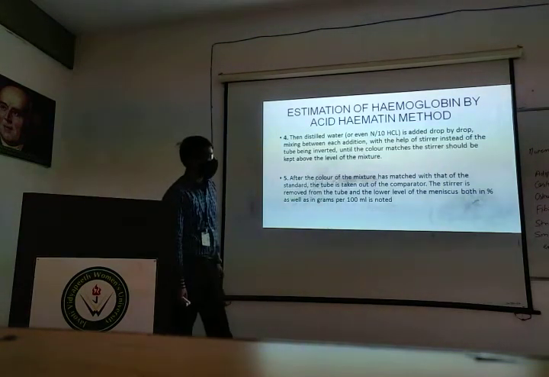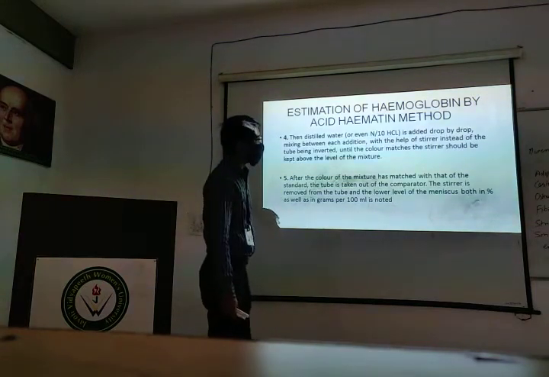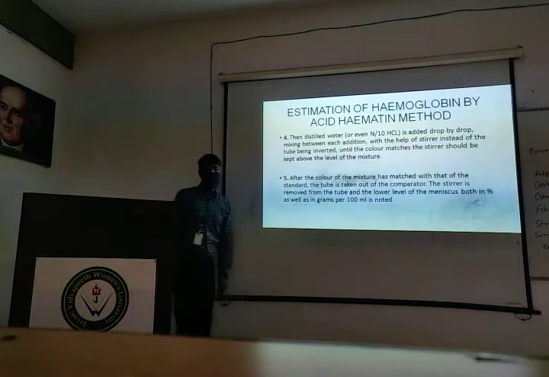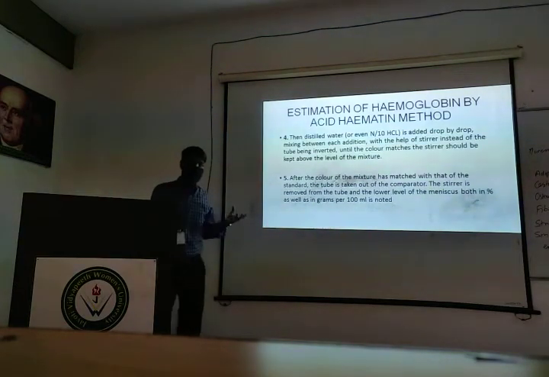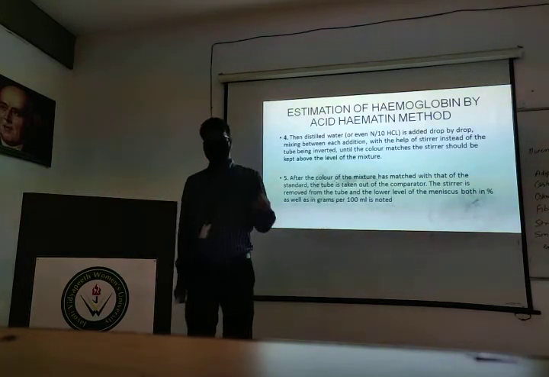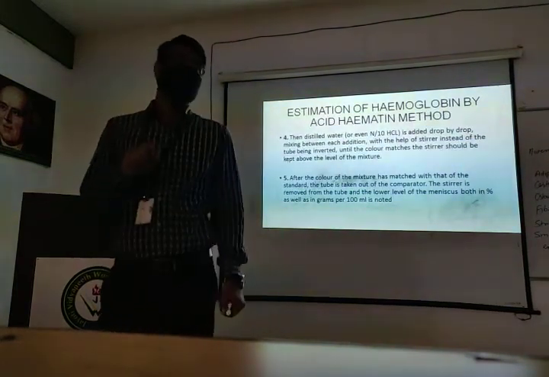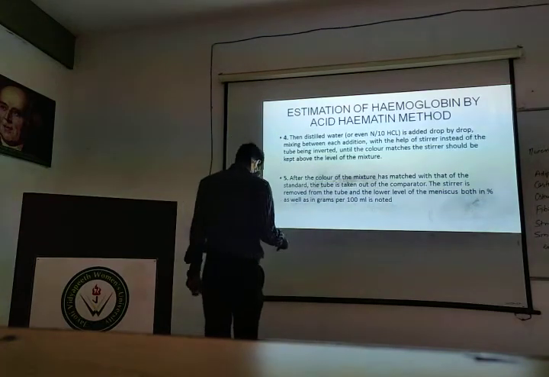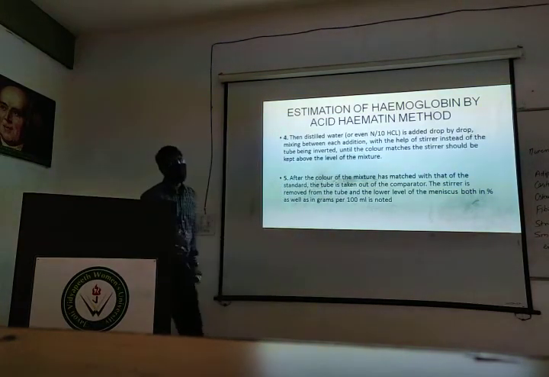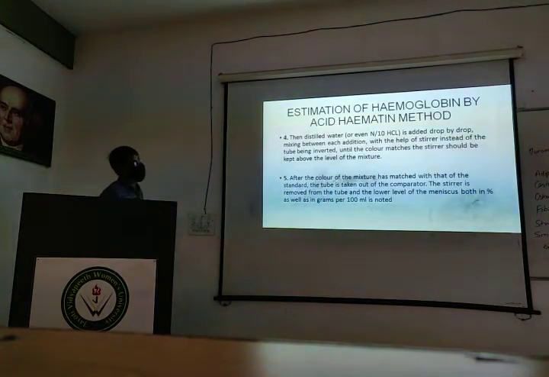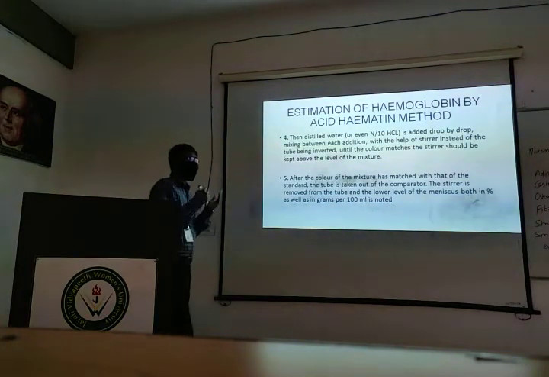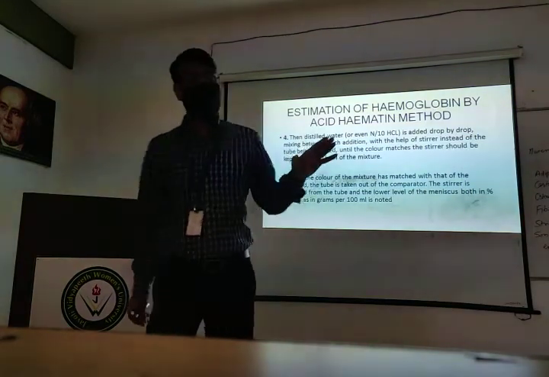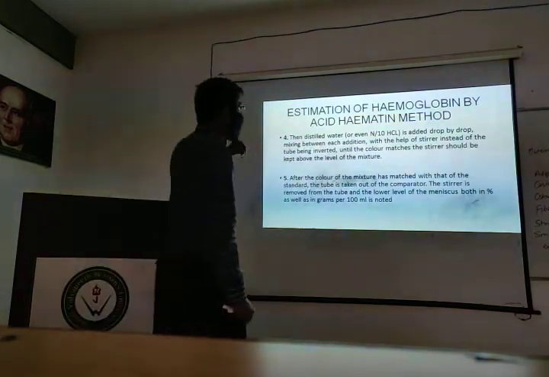Until the color matches, the stirrer should be kept above the level of the mixture. In the next step, when acid hematin is formed in the hemoglobin tube, we have to add distilled water drop by drop. After adding the distilled water, we have to mix the solution with the stirrer, so we can compare the already given fixed color sample with our hemoglobin tube sample.